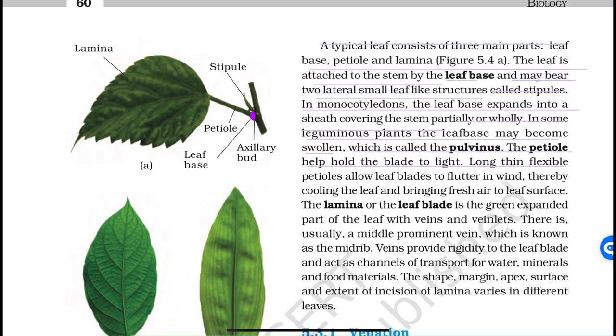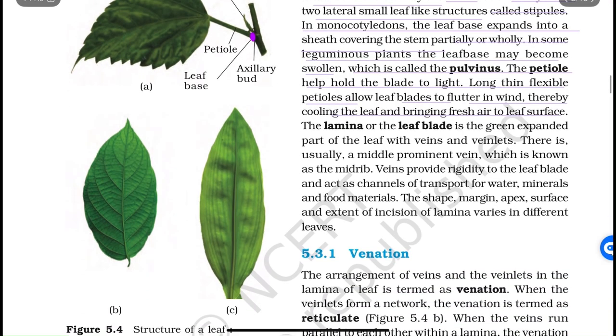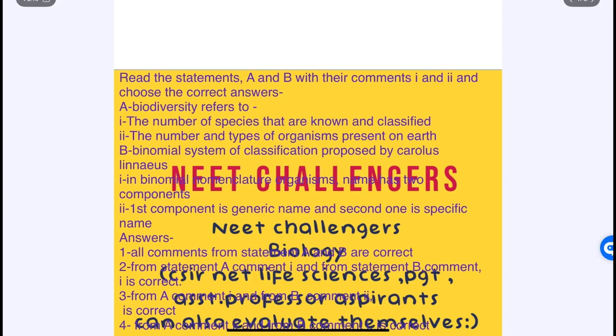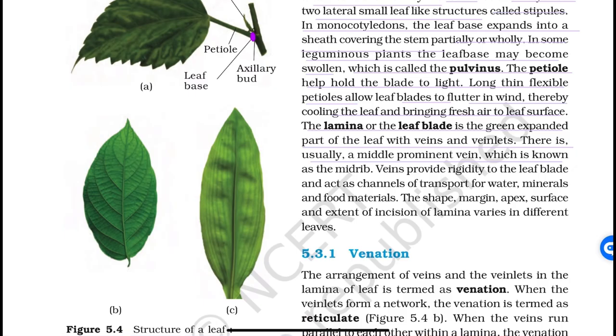Long, thin, flexible petioles allow leaf blades to flutter in wind, thereby cooling the leaf and bringing fresh air to the leaf surface. The lamina or the leaf blade is the green expanded part of the leaf with veins and veinlets. There is usually a middle prominent vein which is known as the midrib. Veins provide rigidity to the leaf blade and act as channels of transport for water, minerals, and food material. The shape, margin, apex, surface, and extent of incision of lamina vary in different leaves.